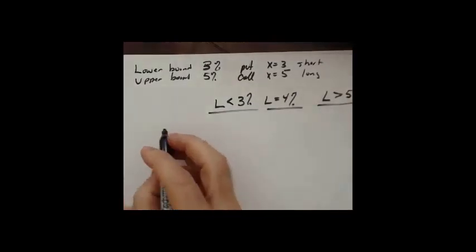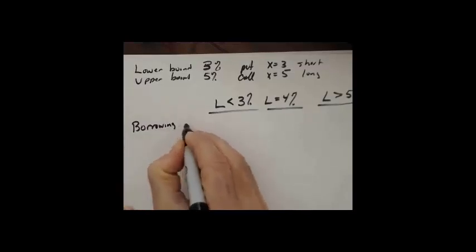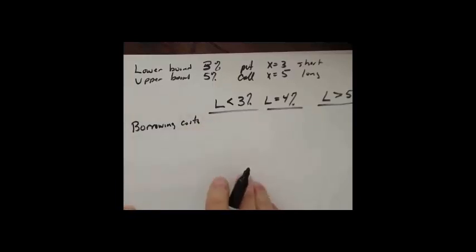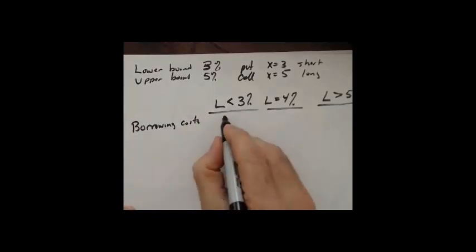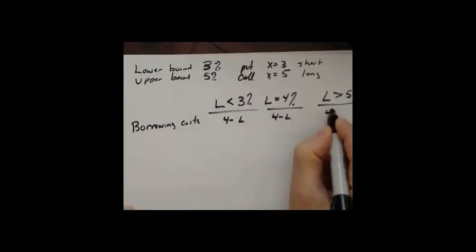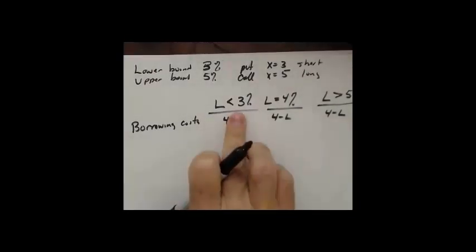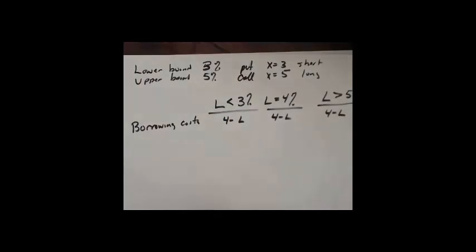We're going to now look at the borrowing costs relative to 4%. So that's 4 minus L, 4 minus L, and 4 minus L. So if LIBOR actually goes to 0 here, we're going to pay 4%. So everything's relative to the 4%.